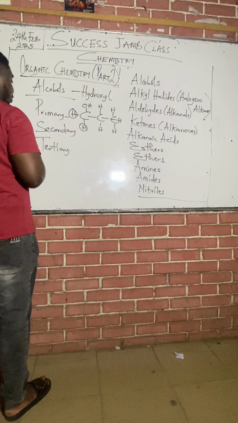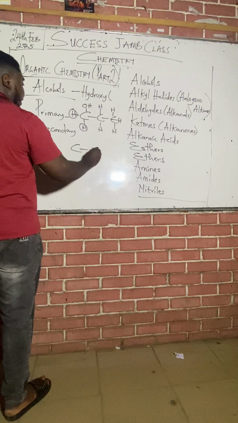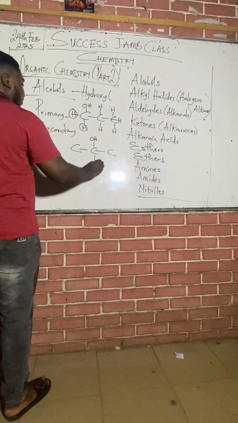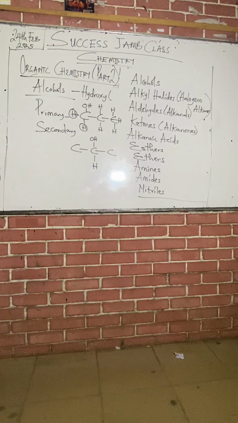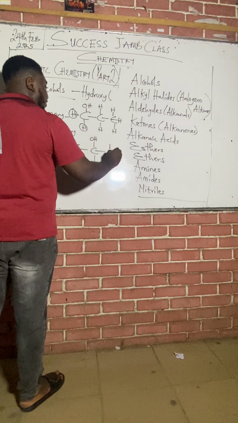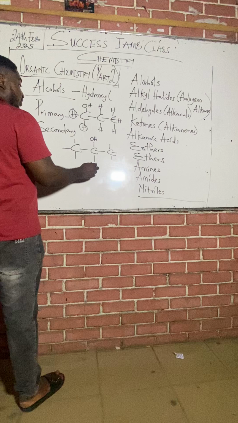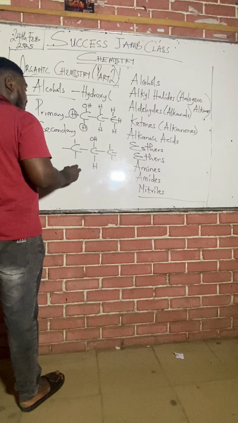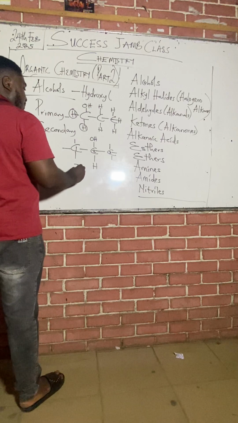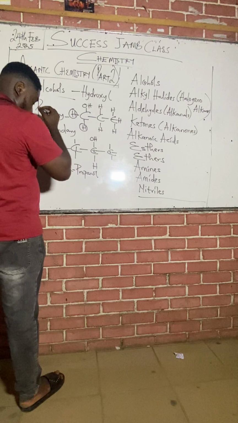For a secondary alcohol, write down: the carbon bearing the OH group has only 1 hydrogen attached to it directly. You can see there's only 1 hydrogen attached to the carbon bearing the OH group. This is propanol, or we can call this 2-propanol.